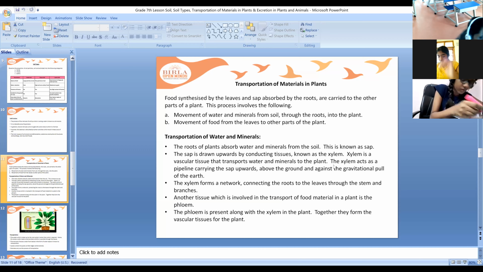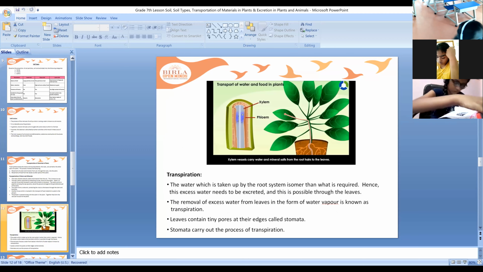So what is xylem? Xylem is a vascular tissue that transports water. I just want to show you the picture. Here it is. So this one is the xylem and this is the phloem. So the transport takes place. This one, you can see the roots here. This arrow mark is showing from the roots. The water is being absorbed up and it is being transferred to each and every part.